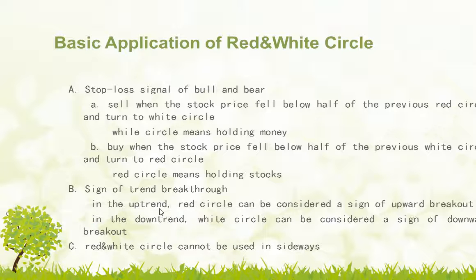Then you can see in the uptrend, the red circle can be considered a sign of uptrend breakout. In the downtrend, the white circle can be considered a sign of downtrend breakout. Okay, so the last one: red and white circles cannot be used in sideways. If you see the price is in sideways, you'd better not use this method. If you use this method, you will lose money. You should pay attention, okay?